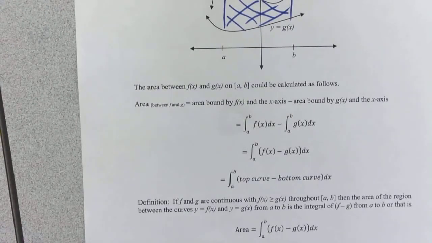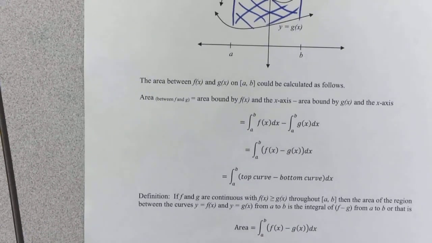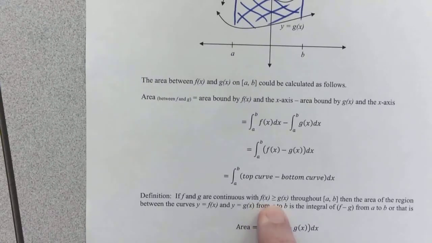And so then we get an official definition here. If f of x and g of x are continuous, with f of x greater than or equal to g of x throughout a to b. So that is saying that f of x is the top curve. And you really don't want to memorize just general f of x minus g of x. I've had students do that. Well, it's not really f of x. It's the relationship here that's important, that f of x is the top curve, g of x is the bottom curve.